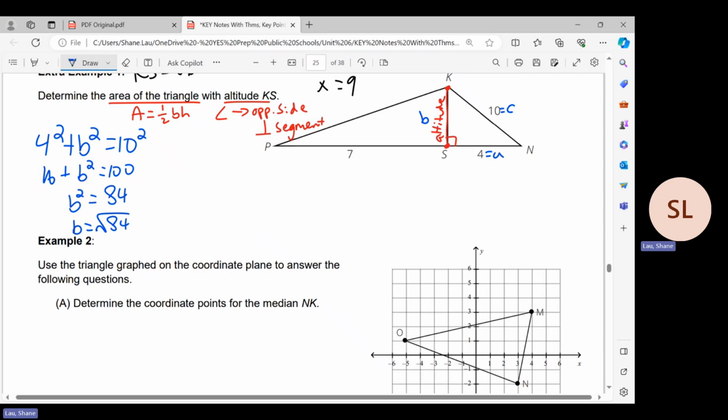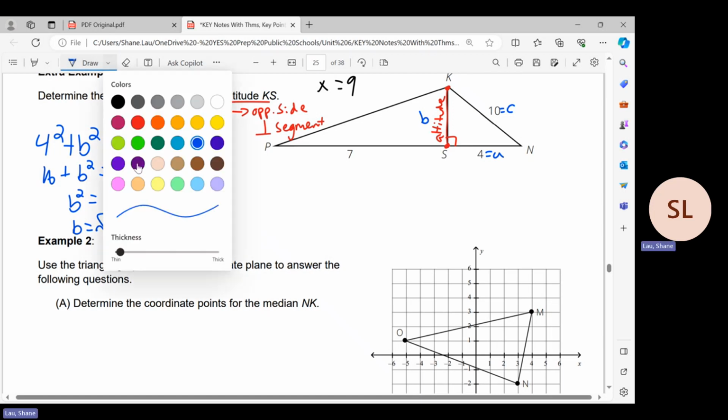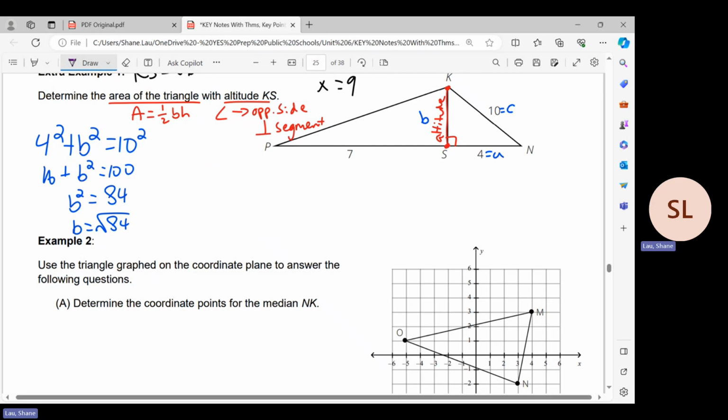We had to find our base. Now, something that we may not recognize or remember from previous times we did area of a triangle is that the base of the triangle is the entire base. The entire bottom. So if altitude is my height, my base is going to be the entire opposite side from K. So this is our base, not 4, not 7, but 4 plus 7. So the base as a whole, PN, is equal to 11.